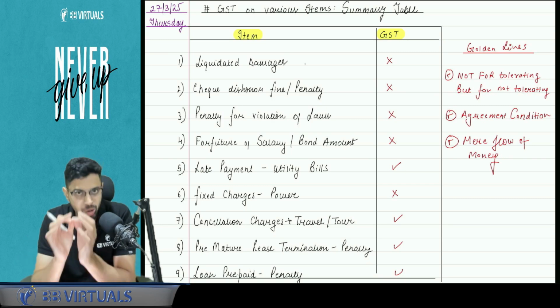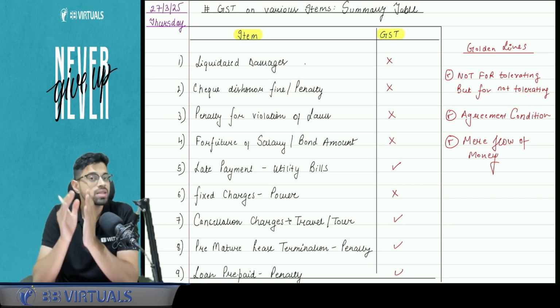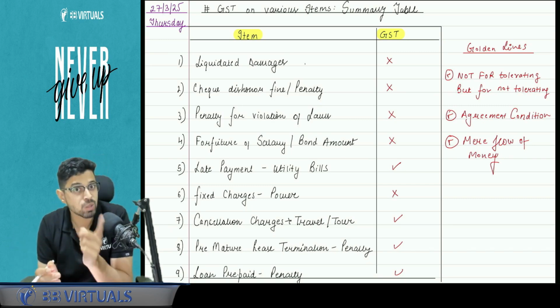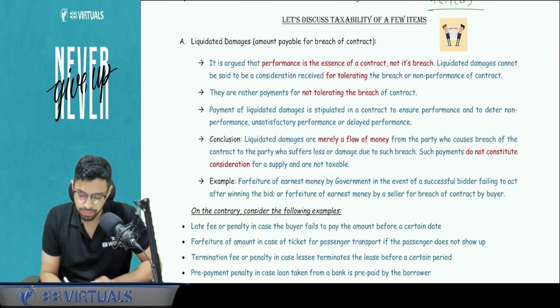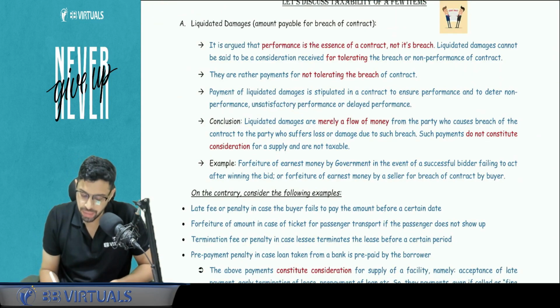Answer is no. So the golden line, as I was saying, is that this is not for tolerating something, but this is for not tolerating. I will underline that line. Pay attention here. The payment for the liquidated damages cannot be said to be consideration for tolerating the breach, but it is for not tolerating the breach.